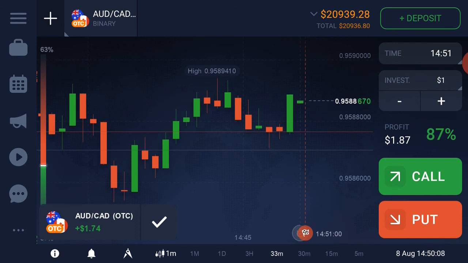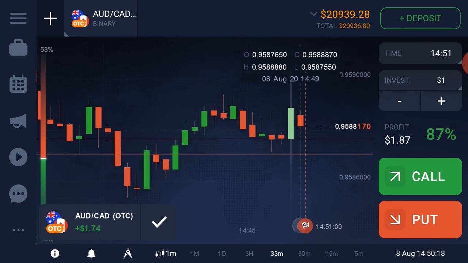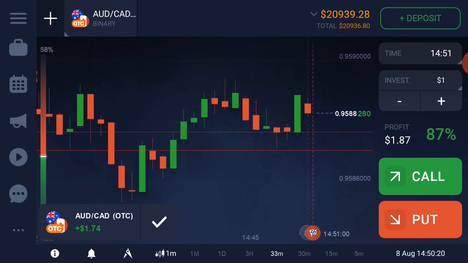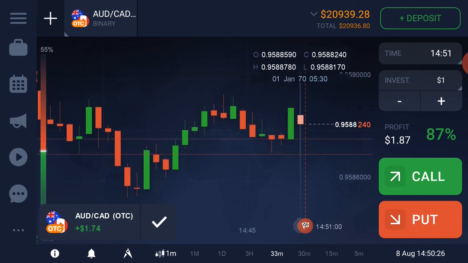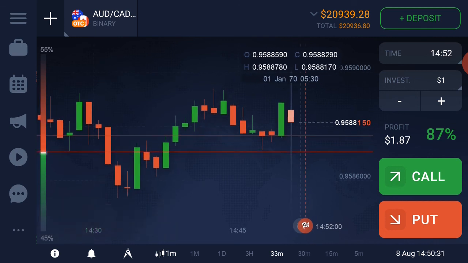Okay, look at the previous one. I lost this trade, and again I placed a trade here, and then I win here. Look, my $1 is covered and 74 cents is profit. So you have to learn money management also. I will teach all of you money management and candlestick psychology.